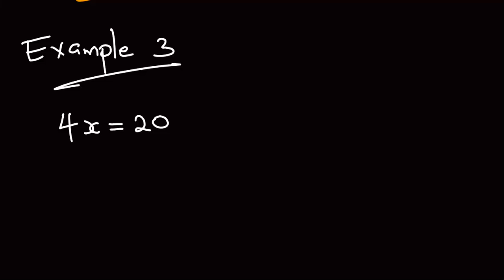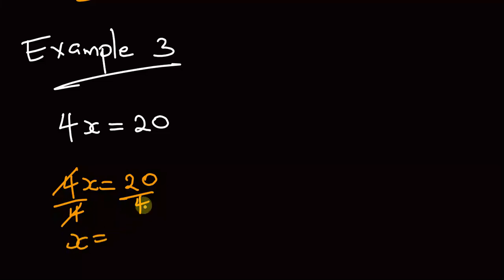Example 3. We have 4x is equal to 20. This means 4 times x is equal to 20. To find the value of x, we will divide both sides by 4, so that when we simplify, the value of x will be 20 divided by 4, which is 5. We are using the opposite sign of multiplication, which is division. That is why we have divided both sides.